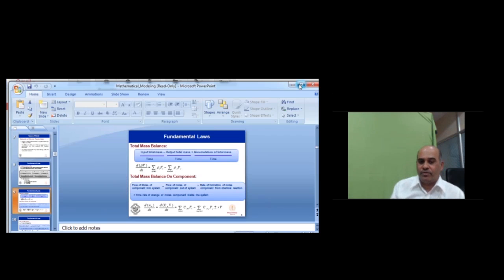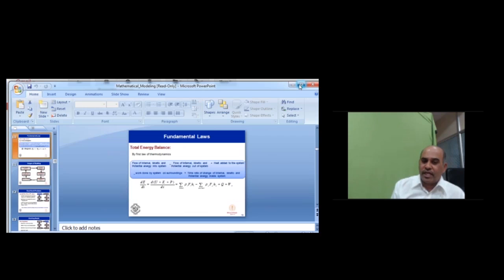This is the energy balance equation again. By the first law of thermodynamics, these equations get formed. Flow of internal, kinetic and potential energy into the system, minus flow of internal, kinetic and potential energy out of the system, plus heat added to the system, minus work done by the system on the surroundings, is equal to the time rate of change of internal, kinetic and potential energy of the system. So total energy must be the same. This equation is a basic thermodynamics equation. Like that, if you study all these basic equations, you can form the mathematical model of a particular system.